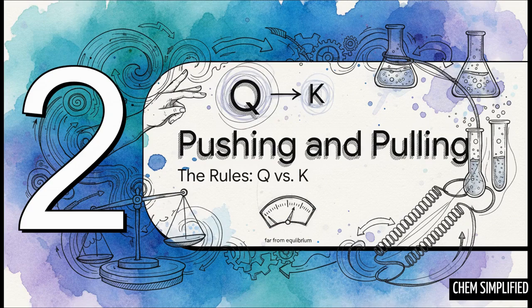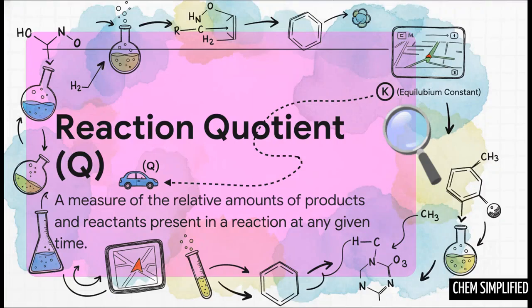We know the system is going to shift to relieve stress, but which way? Left or right? To predict that, we need a tool, a way to measure just how far off balance the system is. And that tool is the reaction quotient, Q. Okay, think of it like this. K, the equilibrium constant, that's your destination. It's the perfect, blissful ratio of products to reactants that the system is trying to get to. So what's Q? Q is your current GPS location.